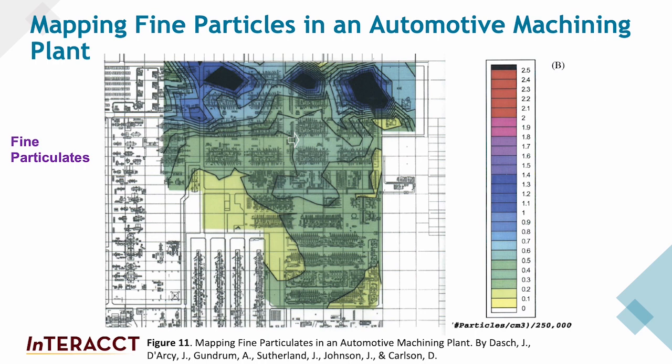Here, a contour plot of fine particles is shown for the same facility. The concentrations are a bit more homogeneous than the plot for PM10, but the same areas on the top of the diagram have higher concentration. This suggests they focus on those areas in terms of which sources are emitting the particles and how they could better be controlled.